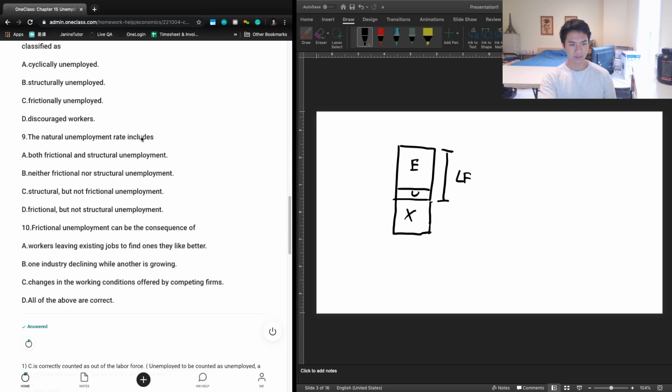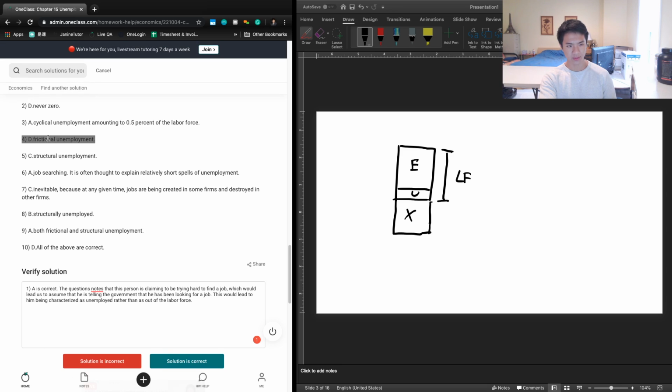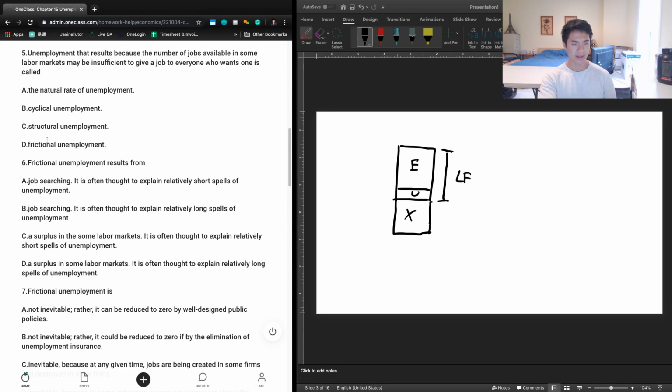So let's take a look at number 4. The previous tutor says number 4, D, frictional unemployment, which is correct, and that's great. So we have no issues with that. Number 5: unemployment that results because the number of jobs available in some labor markets may be insufficient to give a job to everybody who wants one is called which of the following?